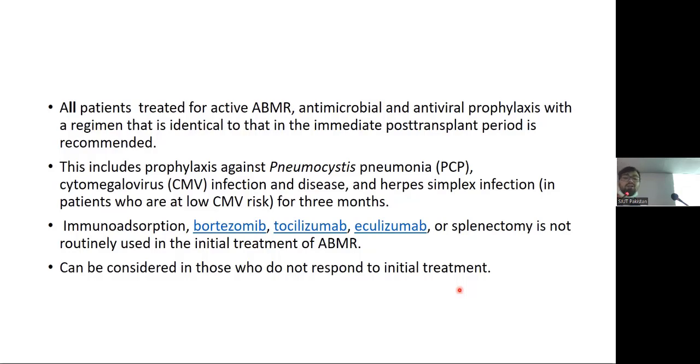it is kept in place for 3 months. And if the patient does not respond to initial combination therapy, then agents like bortezomib, tocilizumab, and infliximab, or in some cases splenectomy, can be used as rescue therapy. These were used previously, but these are not routinely used nowadays.